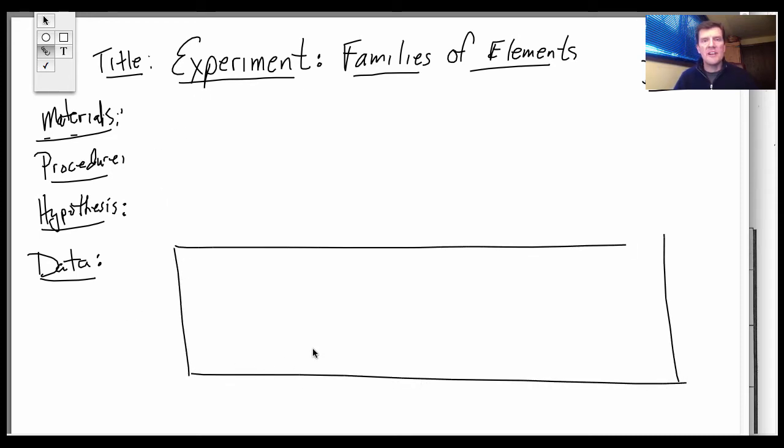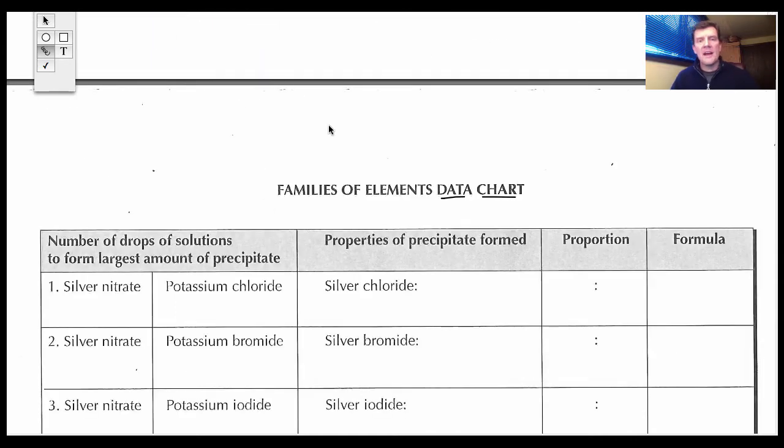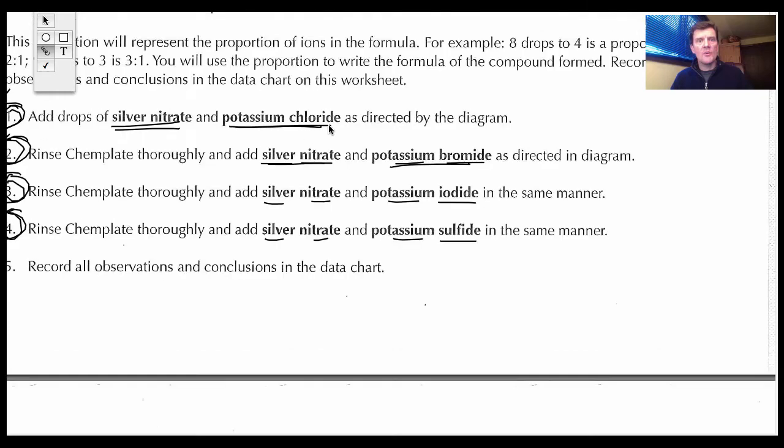So right there you'll have the data table. Okay? Now, let's go back to again what you're going to do.